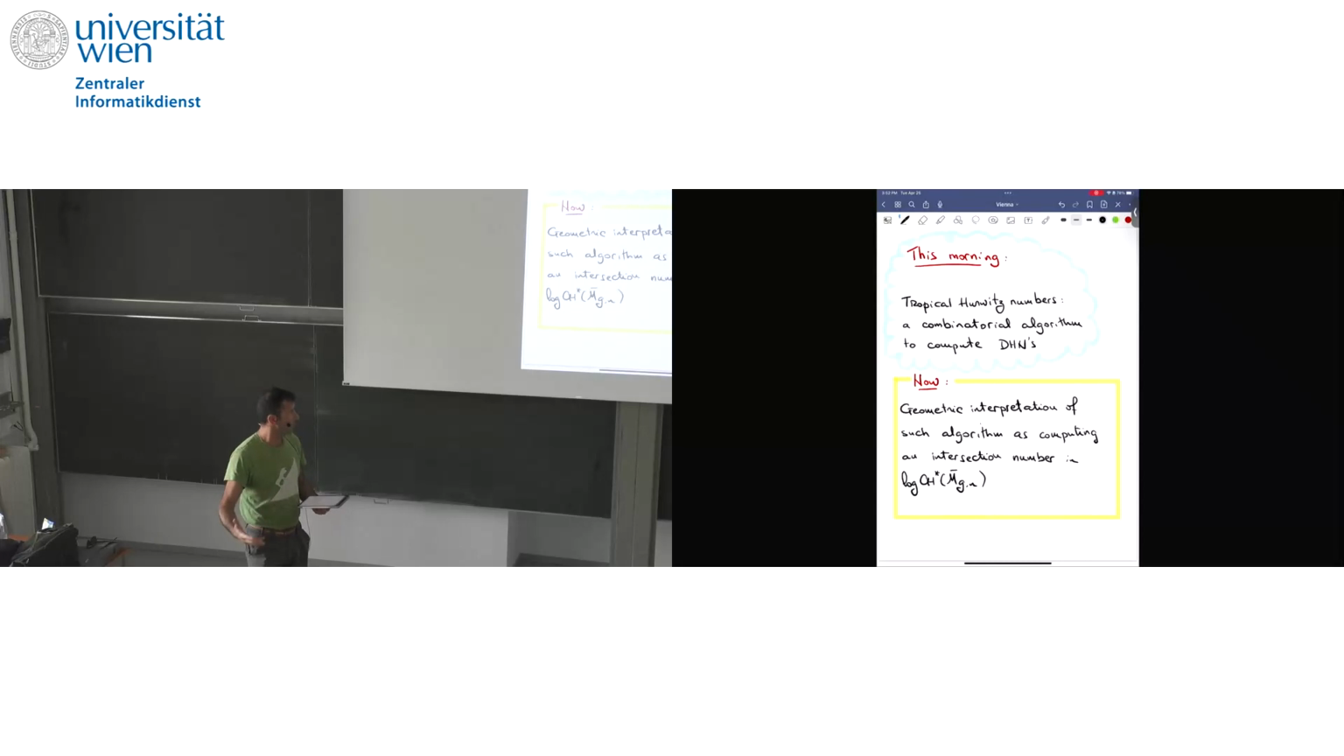And the goal of the next hour, besides getting to the end of the day and then going all to rest and drink beer, is to give a geometric interpretation of this algorithm as computing an intersection number in the logarithmic Chow ring of M_g,n bar. And if you don't know what the logarithmic Chow ring of M_g,n bar is, don't worry about it, because maybe the most important goal of the hour is to make friends with this quantity.